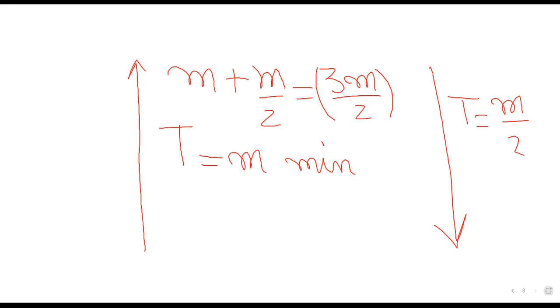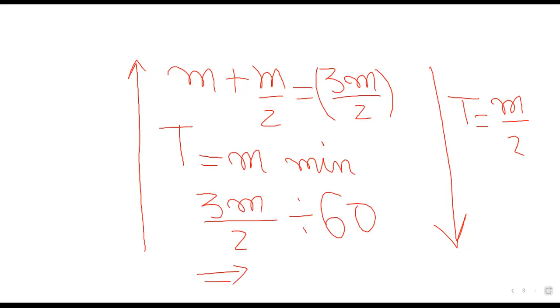Wait, how did you get 3M again? Okay, let me tell you, 3M by 2 is in minutes, and you are looking for hours. What will you have to do? Divide 3M by 2 by 60. So what should be your answer now in hours?